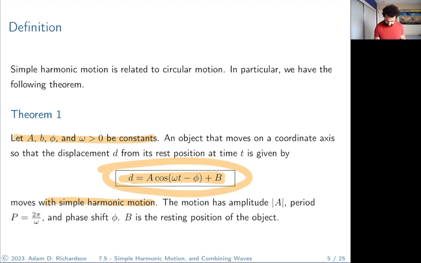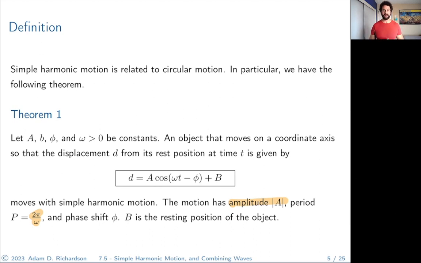So let me emphasize some other little bits here. First thing, if you remember, the amplitude is the absolute value of A. The period is 2 pi over omega, and that's because the period of the cosine function is 2 pi. The phase shift is phi, and then B is going to be the resting position of the object. So that's where the object would settle and come to rest.